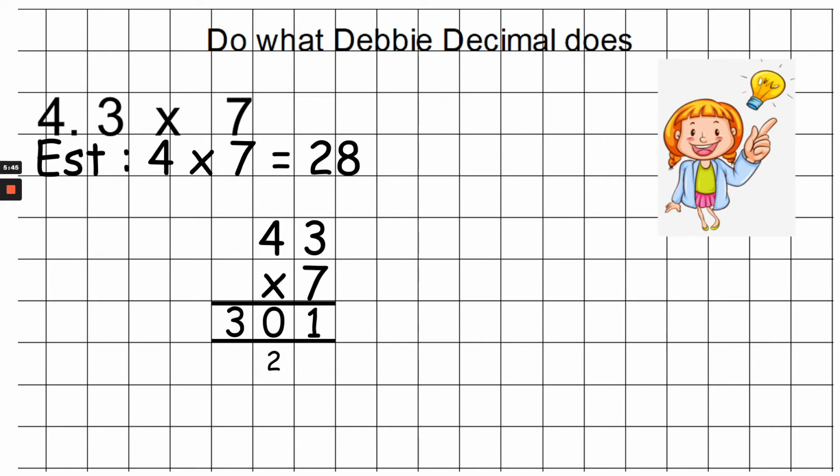301. Oh, hang on a minute. I look back at my estimate. My answer needs to be somewhere near 28, and I've got 301. I made it whole. I need to make it small again. I timesed it by 10. Now I need to divide by 10 to give me 30.1, which is much closer to my estimate. Great job if you've got that one, Year 6.